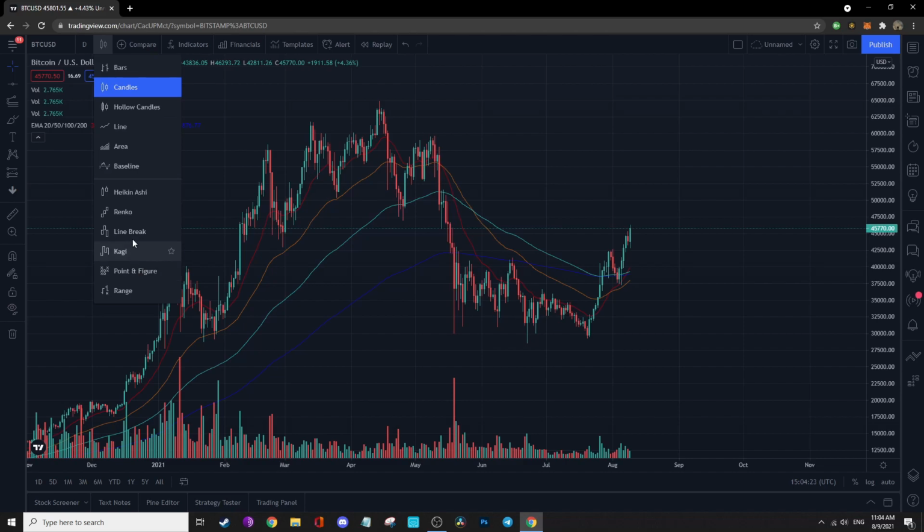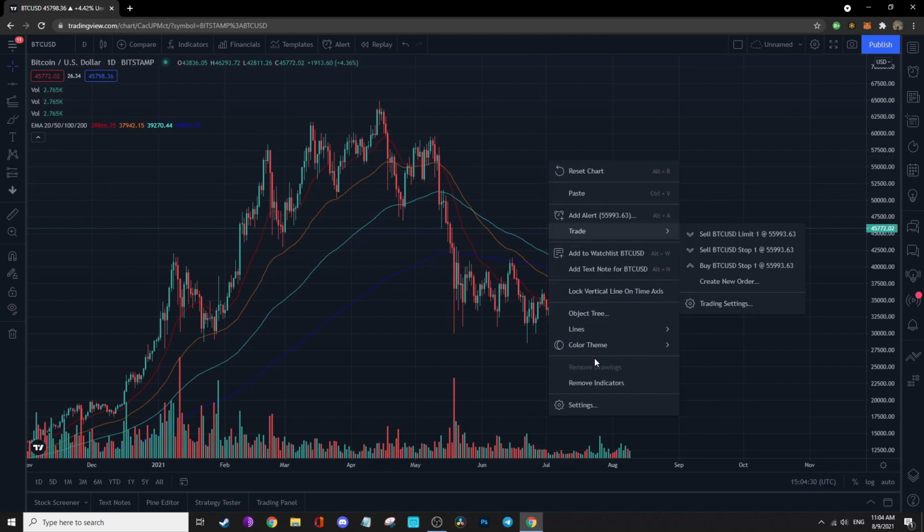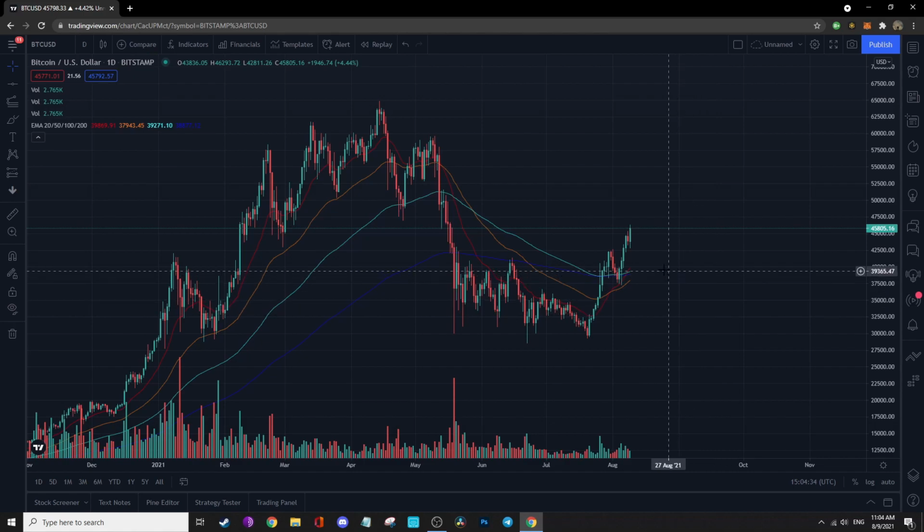There's different stuff you can use. I recommend you just stick with candles and turn on some dark theme. It took me a while to figure this out, but pretty much right click on here, go to color theme, turn it on dark. That just makes you look 10 times cooler while you're trading crypto, and also maybe it's better for your eyes, but I kind of doubt it.